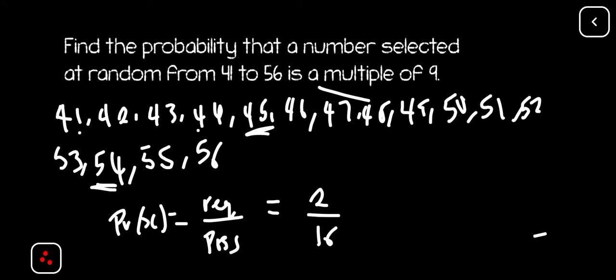Okay, 41 to 50 is 10, and then 51 to 56 is 6, and 6 plus 10 is 16, okay. So it's 2 out of 16, and then you reduce it, it is 1 out of 8. So that is the probability that you pick any number that is a multiple of 9. Okay, so let's see the next question.